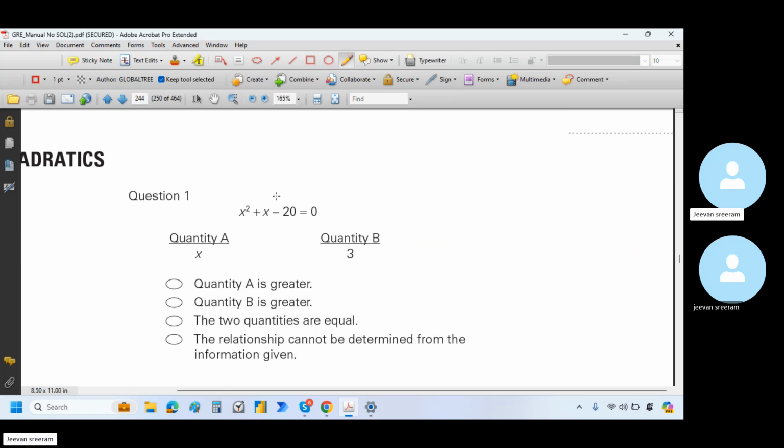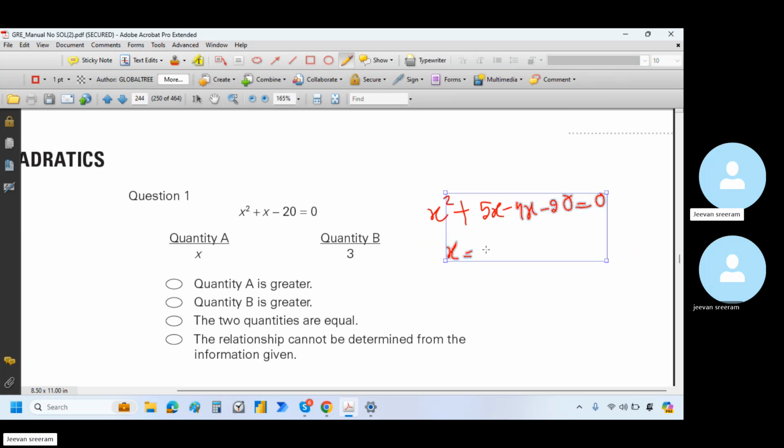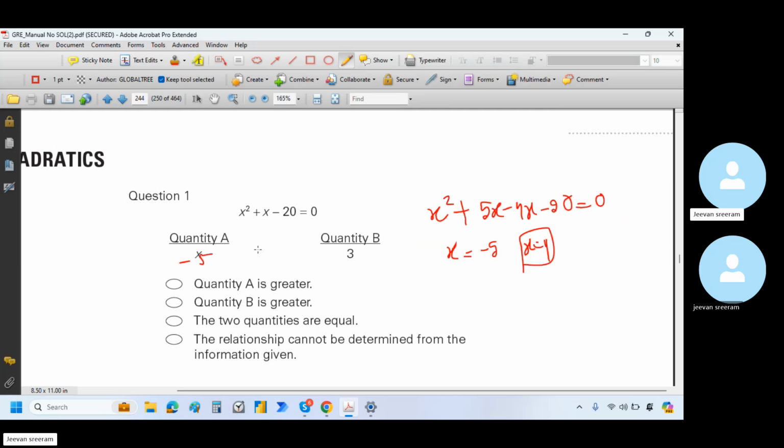Okay, the roots are going to be x square plus 5x minus x. Is it minus x? No, 4x. 4x minus 20. So you should be able to understand: x plus 5, so x is equal to minus 5. And x minus 4, so x is equal to 4. So when x is minus 5, B is greater. When x is 4, A is greater. So the right option is cannot be determined.